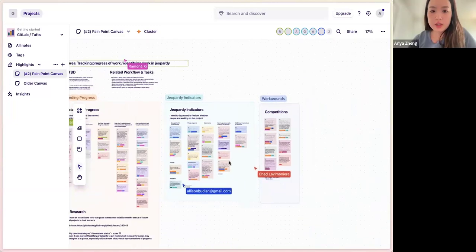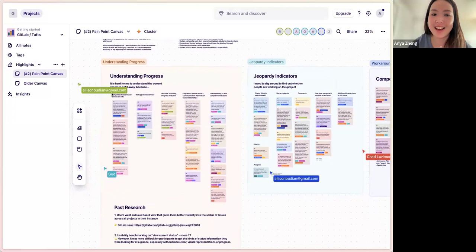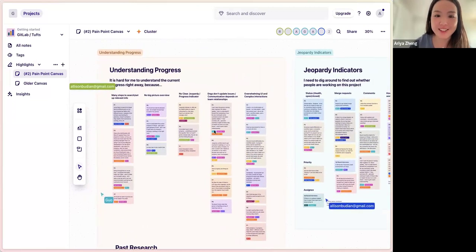Does anyone else have anything to add regarding any of this? Okay, yeah, I think those are a summary of our insights.